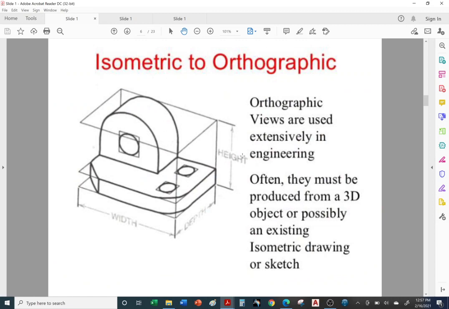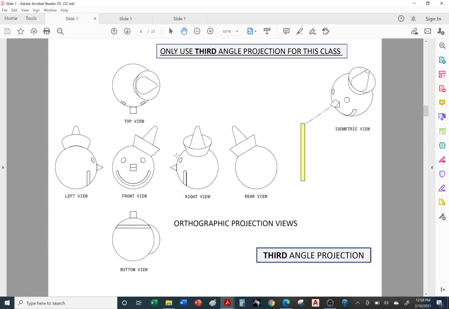Here's another example of a pictorial. This is not exactly an isometric view because this is not at a 30-degree angle. There are other forms of pictorials: isometric views, which are covered in your textbook, Chapter 5, and trimetric and dimetric views. I'm not sure if I'm using the right terminology, but it's covered in your textbook if you're more interested in creating pictorials. So let's go back to orthographic projection.